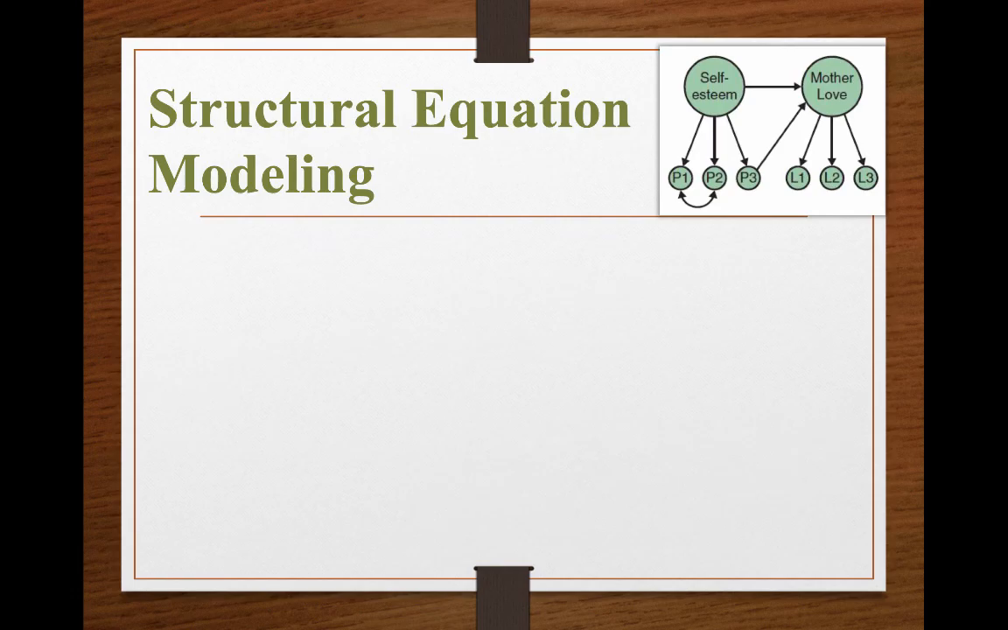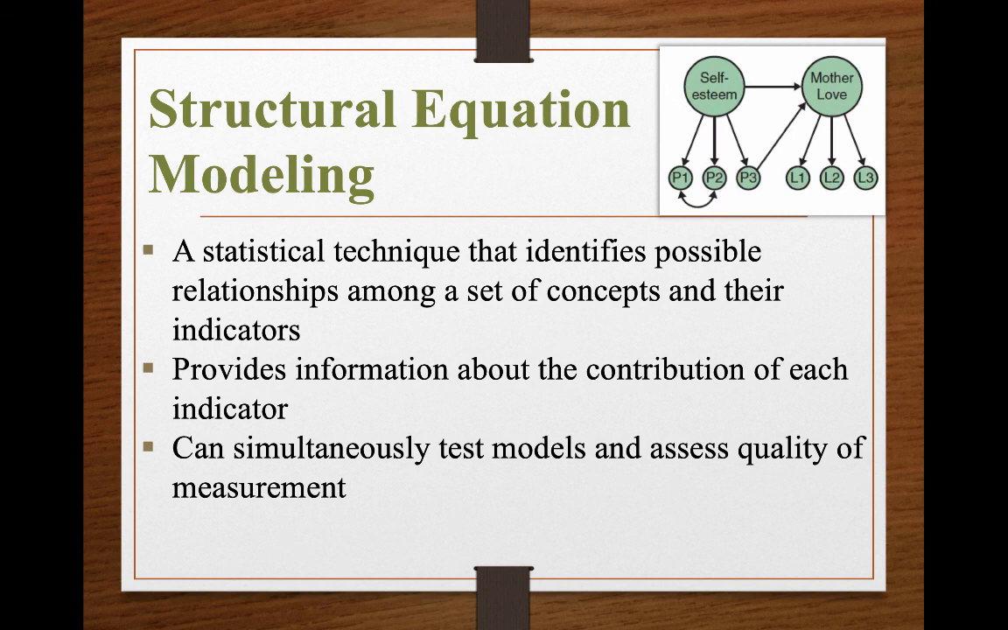All right, if that wasn't fun enough, now we're going to structural equation modeling. So this is a statistical technique that identifies possible relationships among a set of concepts and their indicators. So it's analyzing multiple measures simultaneously. So the equation part is how the relationship is represented with a mathematical equation, right? So this structural equation model provides information about the contribution of each indicator. So it sounds confusing because it is kind of, right?